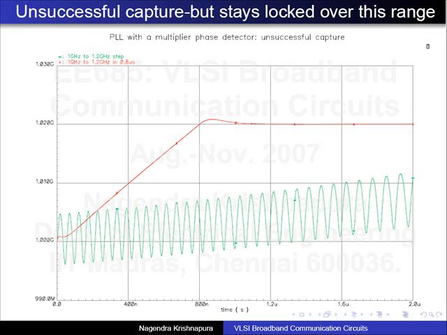But I think you can't really talk about capture range without talking about the time. Of course, there will be some cases where it will completely fail to capture, but if it takes infinitely long and goes through some random process before capturing, that's not a good thing either.